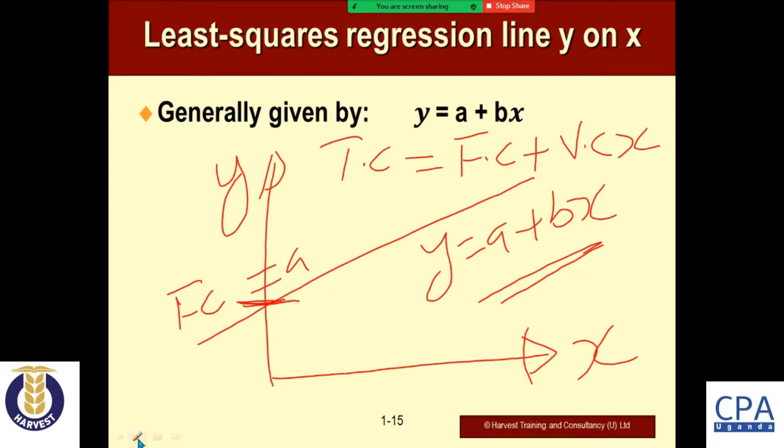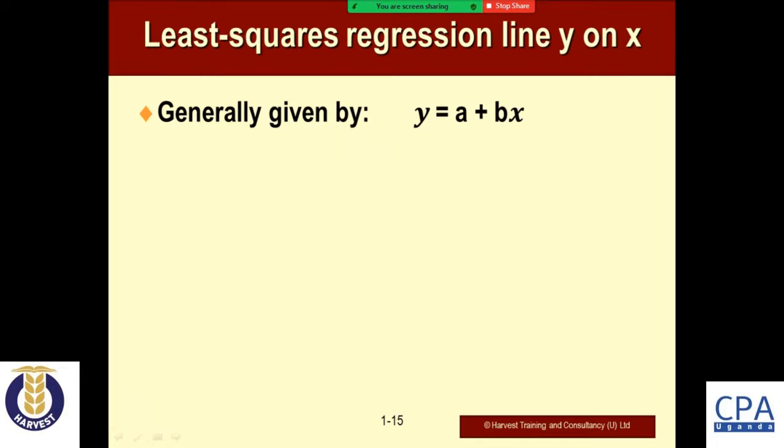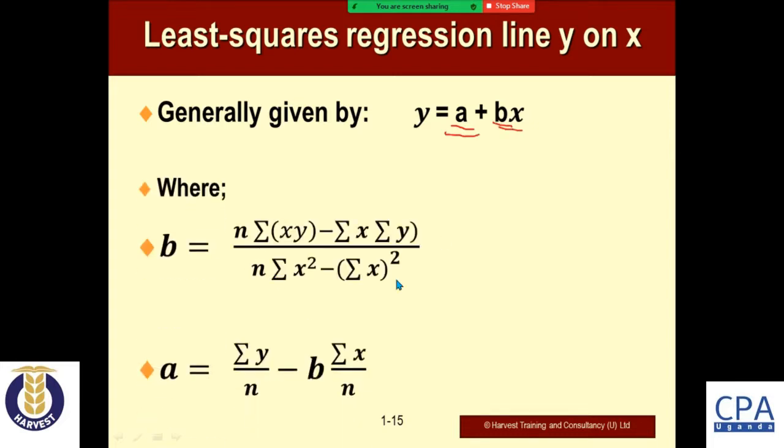So for us to be able to derive the total cost curve, we should be in position to get the value of the constants a and b. So the constants a and b are determined from these relations. We have our b and our a right there. So for me to get the least squares regression line y on x, I'll need to get the value of b and the value of a.